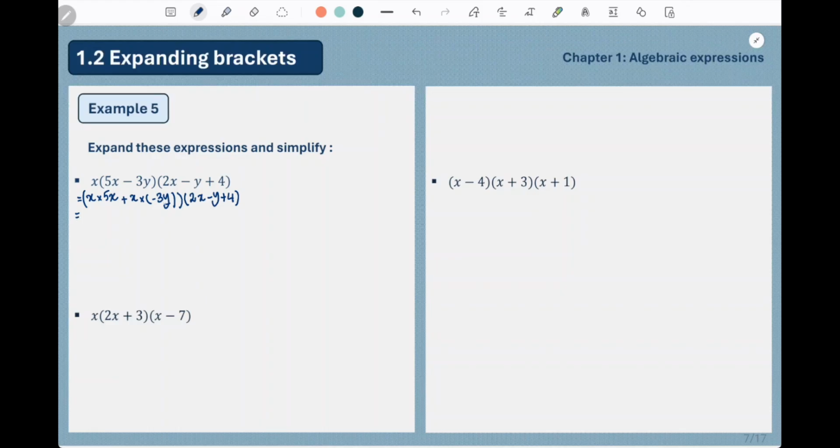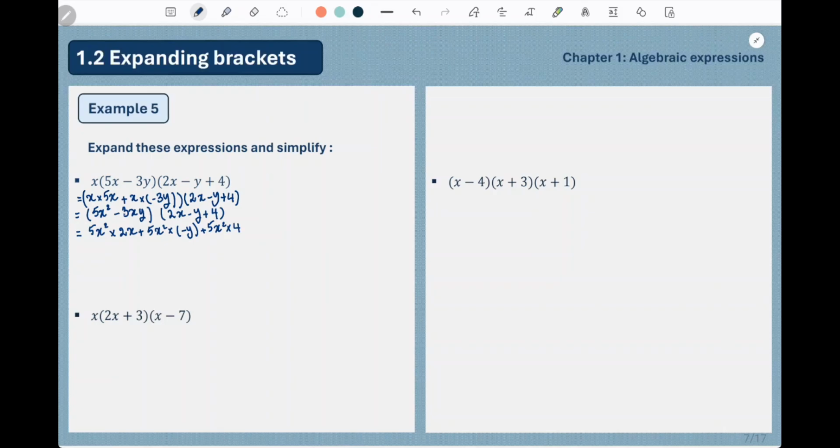And before I expand, now I'm going to simplify. 5x squared minus 3xy times 2x minus y plus 4 as it is. So now I have reduced it to 2 brackets. So now what we can do is what we did in example 4, the same thing. So 5x squared times 2x plus 5x squared times minus y plus 5x squared times 4.